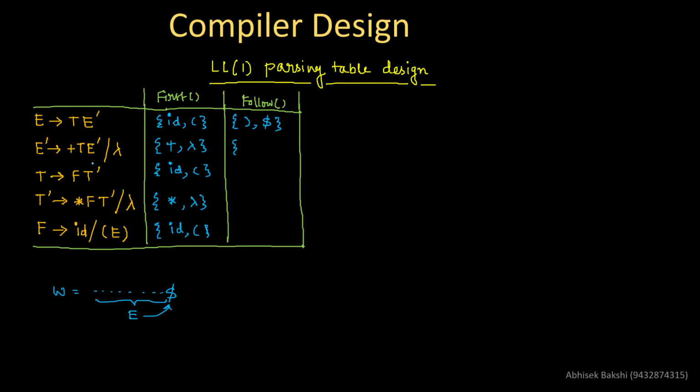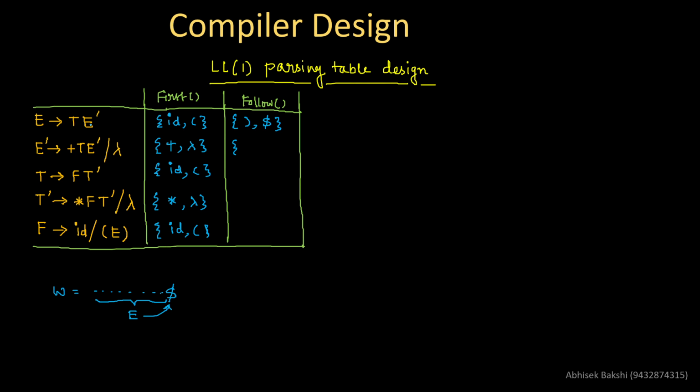Similarly, follow of capital E dash will be what? Obviously E dash is not the start symbol, so dollar may not come here. It may come also, but it depends. Anyway, follow of E dash depends upon where E dash is present. E dash is present only in these two production rules, production rule number 1 and production rule number 2. And in both cases, E dash is the rightmost character of the RHS.